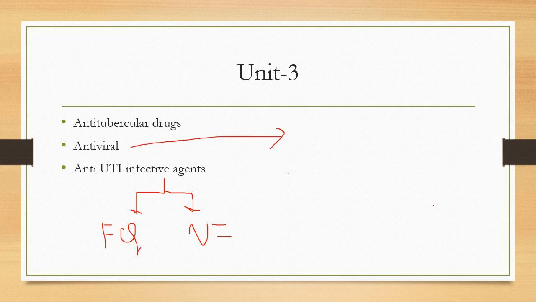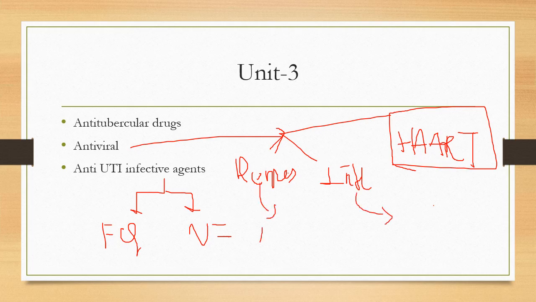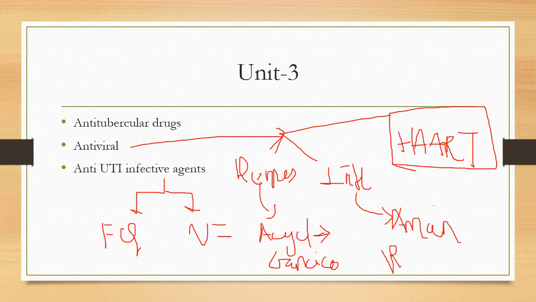Antiviral drugs have various classifications: herpes, influenza, and retroviral. In retroviral, you also have HAART therapy, which is used for retroviral infections. In herpes, we have drugs like acyclovir and ganciclovir, that are basically analogs. Acyclovir is an analog of deoxyguanosine. Influenza, mainly two drugs, amantadine and rimantadine. Rimantadine is basically a methyl analog of amantadine.